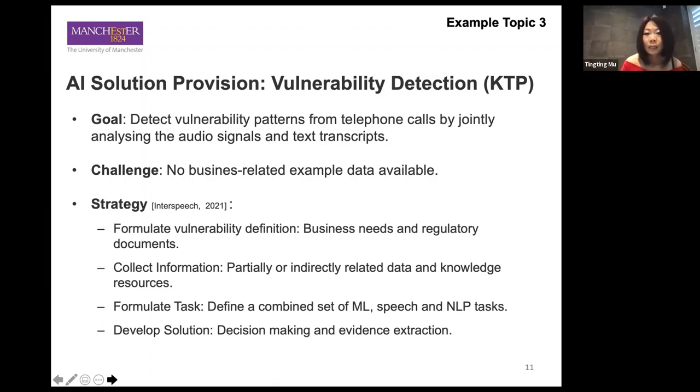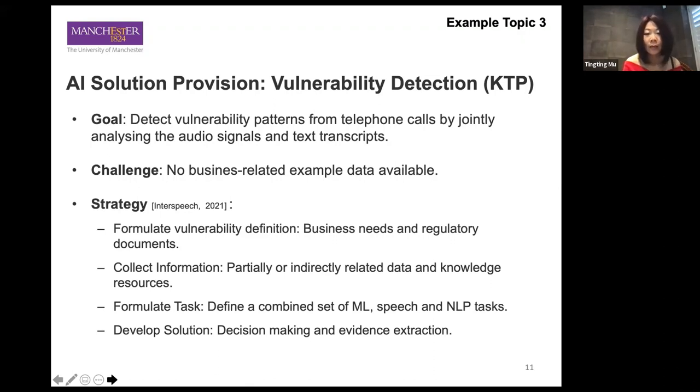They are interested in detecting vulnerability patterns from their telephone call data by jointly analyzing the audio signals and text transcripts. In this project, the biggest challenge we encountered is that we don't have data. We don't have labeled data, and there is no example data in their business context describing vulnerability patterns that can be released to us. So what we have to do is analyze the business needs, their customer needs, and also regulatory documents to manually formulate a vulnerability definition.